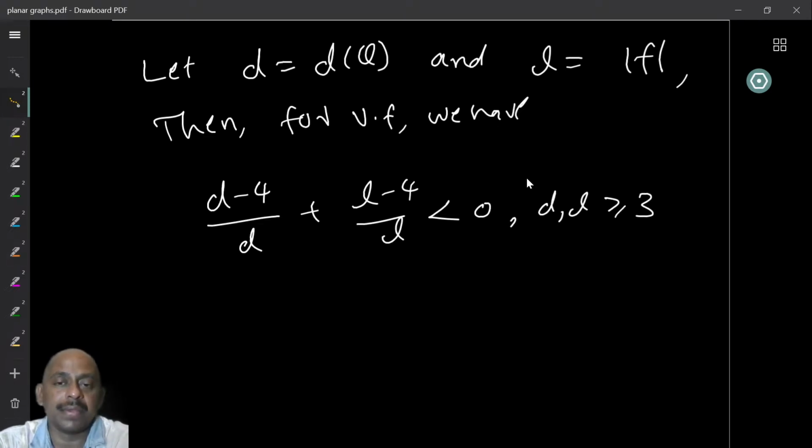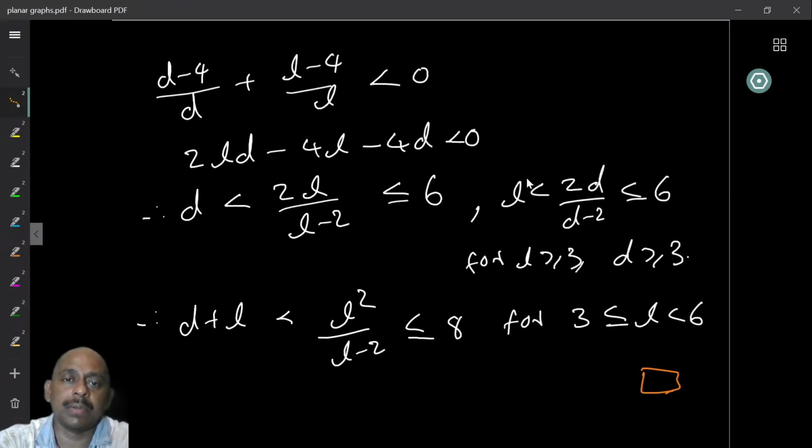And the length of any face is of course at least 3, because faces are all cycles, and the boundary will have at least 3 edges. So therefore D and L are at least 3, right? So we have this inequality. Now we can just resolve this inequality by some routine calculation. Okay? So which is what we do here.